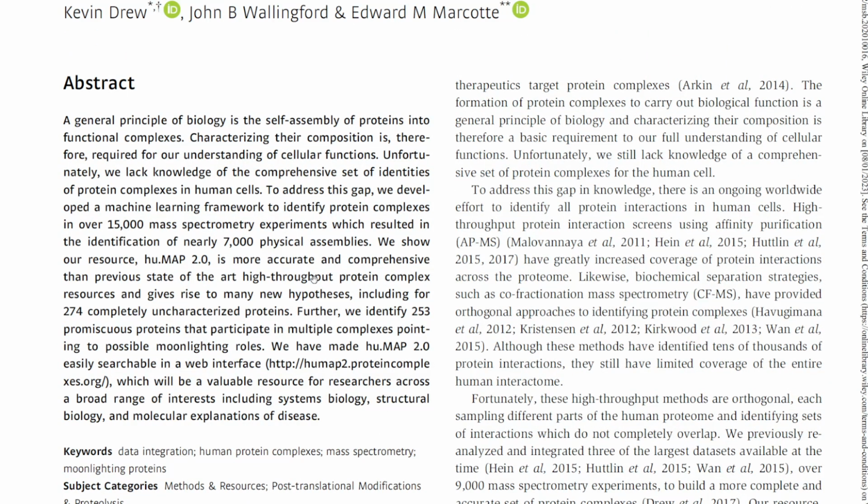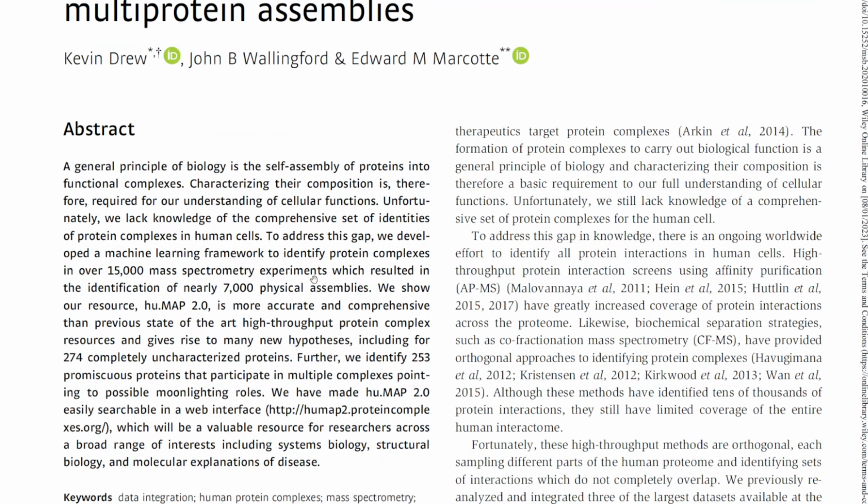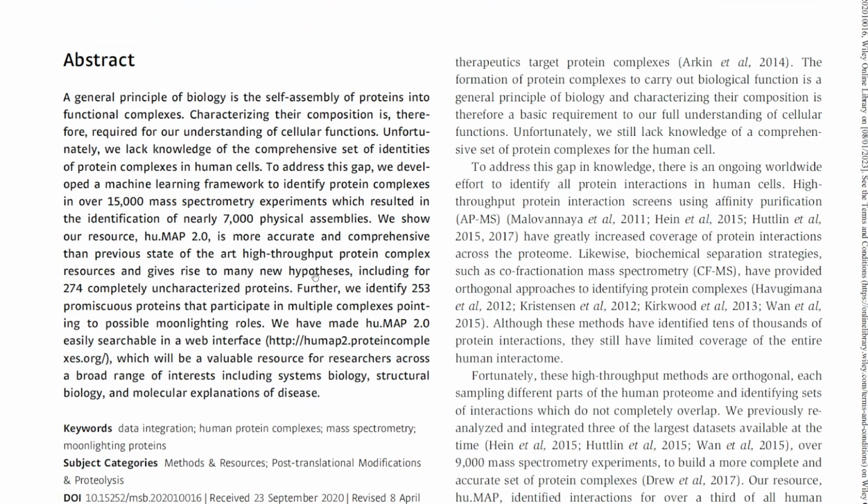Abstract. A general principle of biology is the self-assembly of proteins into functional complexes. Characterizing their composition is, therefore, required for our understanding of cellular functions. Unfortunately, we lack knowledge of the comprehensive set of identities of protein complexes in human cells. To address this gap, we developed a machine learning framework to identify protein complexes in over 15,000 mass spectrometry experiments, which resulted in the identification of nearly 7,000 physical assemblies.